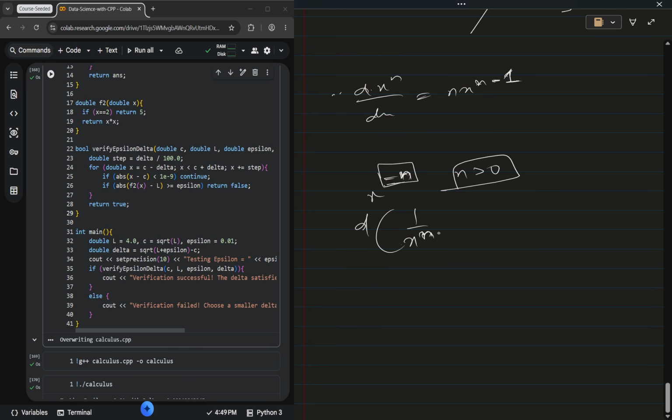Obviously you can write x to the power minus n equals 1 by x to the power n. This is like the basics of basic. So this can be written as d by dx of, basically you can write x to the power minus n as something relevant to x to the power n.